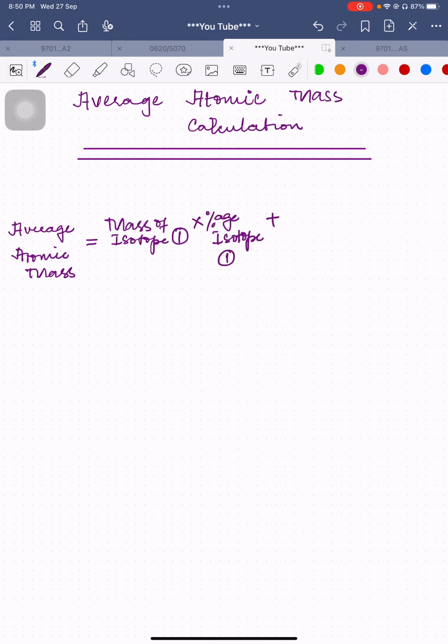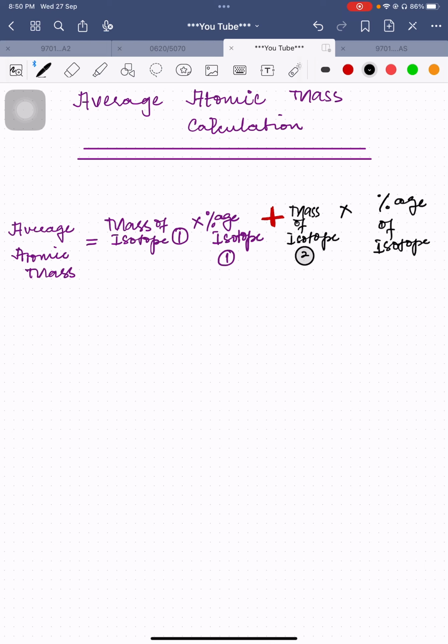Plus, here is the plus, very clear plus. I'm trying to write with another color. Mass of isotope number 2 multiplied by percentage of isotope number 2, divided by 100.